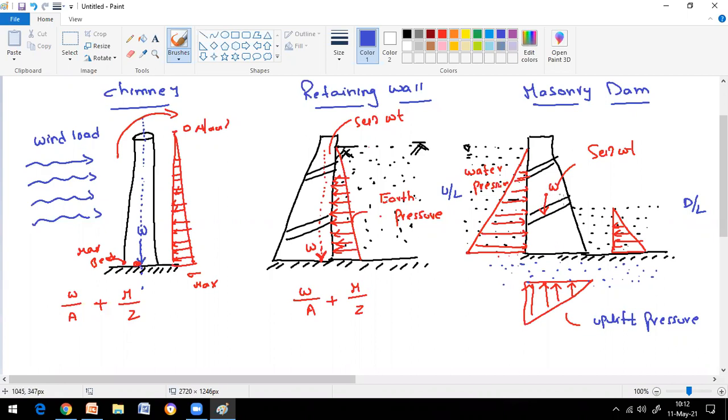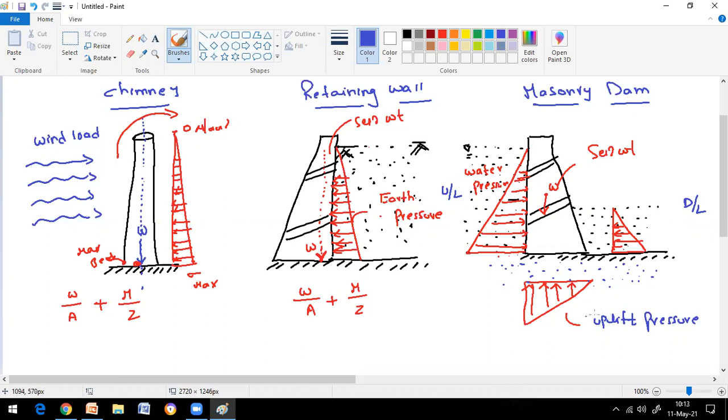So to sustain the floating, the dam should have more self weight. When the dam has more self weight, definitely the dam won't be lifted up. So the dam should always rest on the soil, and it should not have a large uplift pressure.